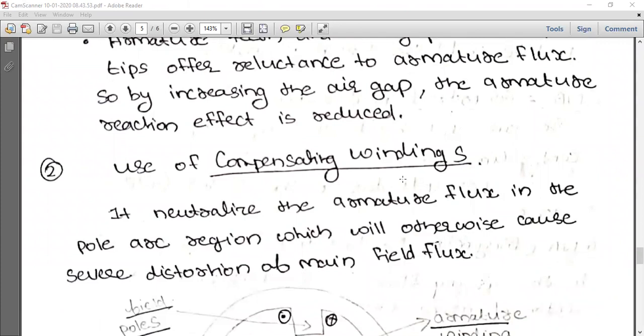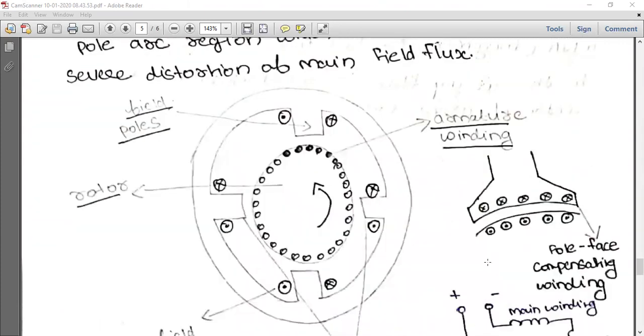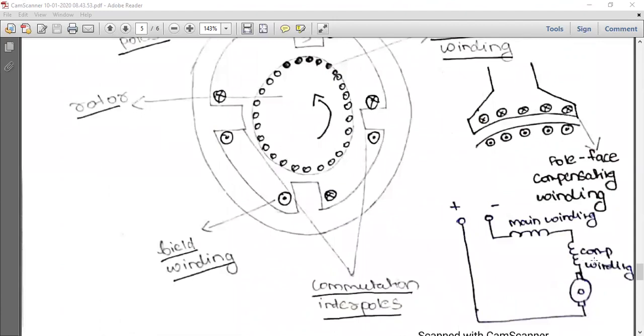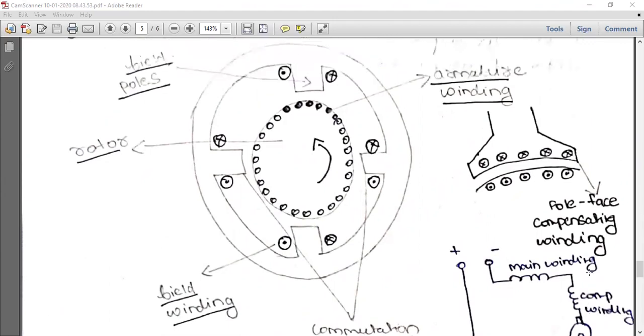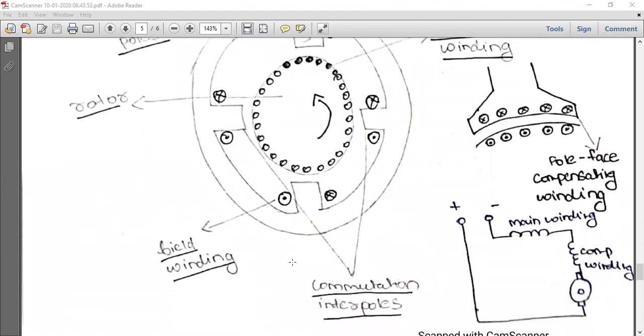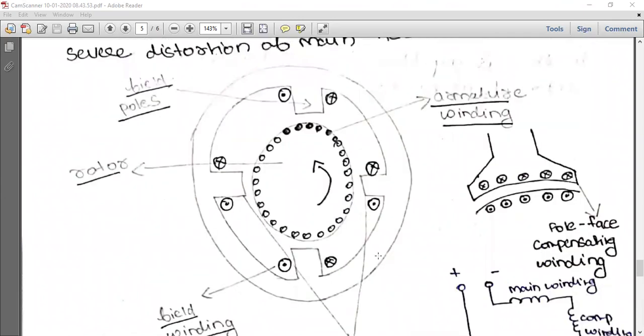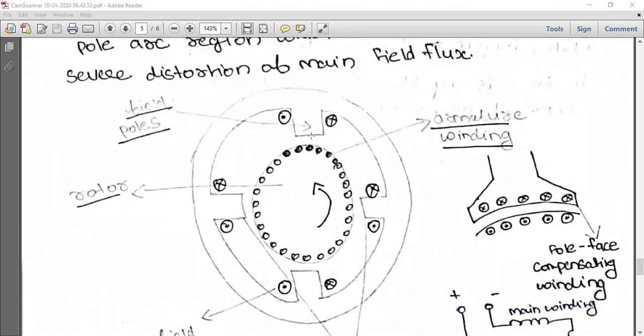What does the compensating winding actually do? It neutralizes. Along with the armature and the main winding, the series winding, there will be a compensating winding also present. You can see here, we have the field winding, we have the commutating poles here. Then we have the rotor, field poles, everything. So this is the armature winding.